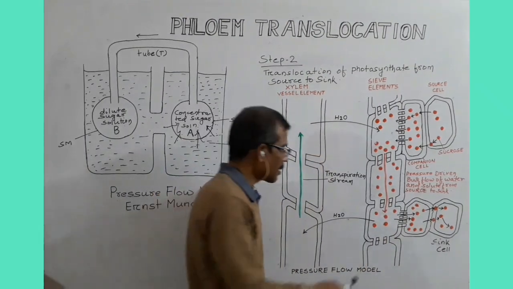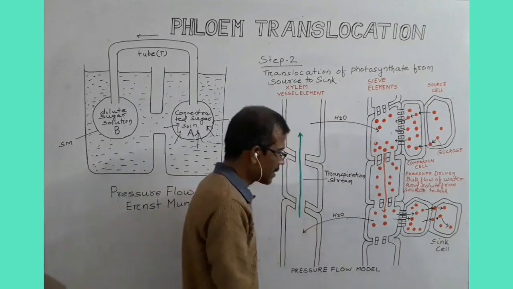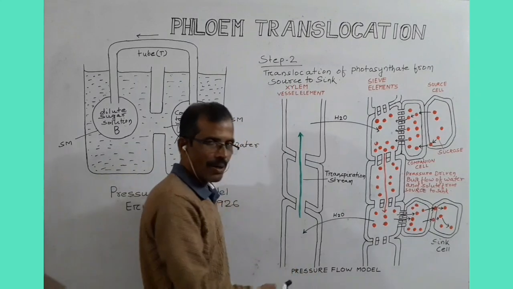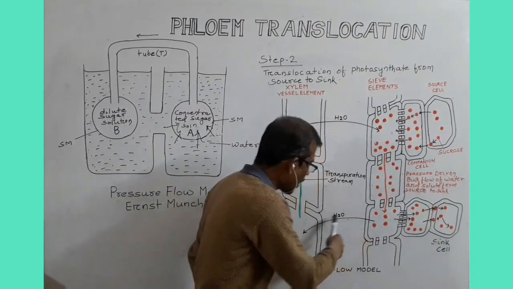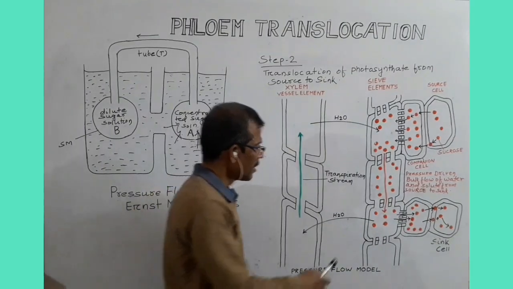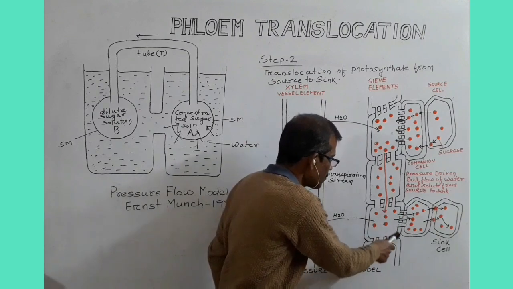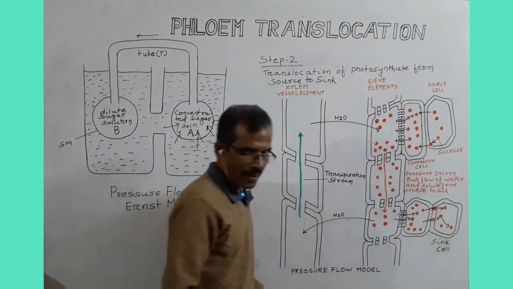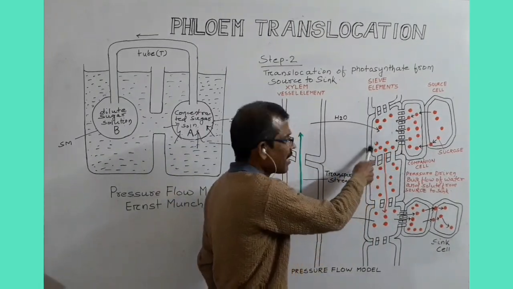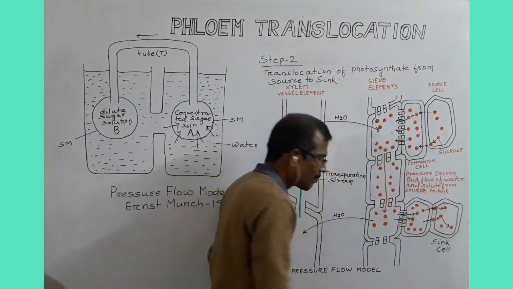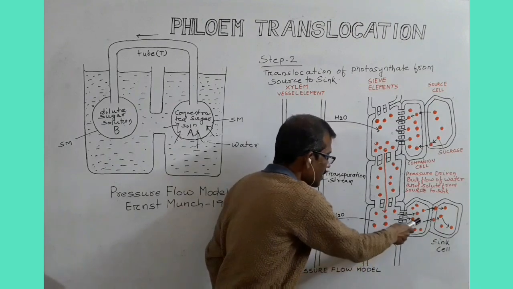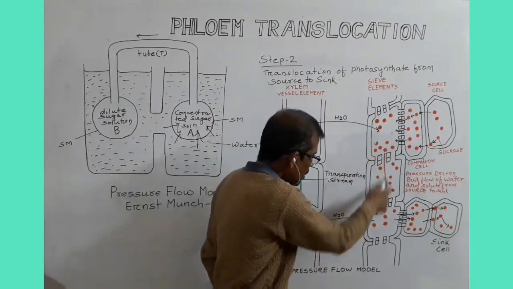When the water potential in the sieve tube element at the sink becomes more than the water potential of the xylem, then water molecules move out from sieve tube element to the vessels. As a result, the pressure decreases in the sieve tube element at the sink. So there is a pressure gradient. That means the pressure is greater at the source end of the sieve tube and the pressure is minimum in the sieve tube element near the sink.